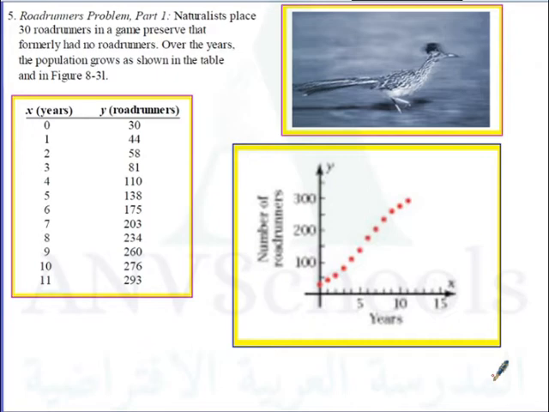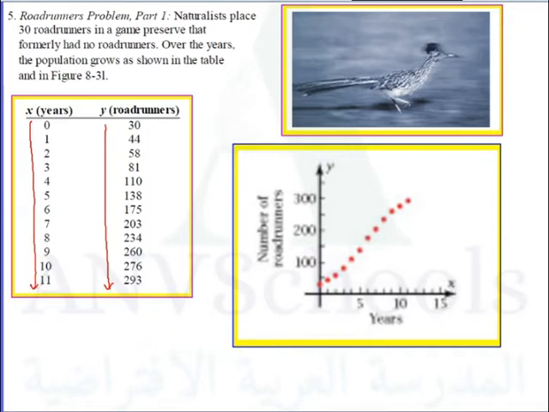So at the number of years 0, there are 30 roadrunners in a preserve, meaning they are being preserved in some place. Okay? So after 1 year, there are already 44 roadrunners, so congratulations. After 2 years, there are 58 roadrunners, until the 11th year, wherein there are already 293 roadrunners. So you can see an increasing trend in the number of roadrunners relative to the number of years that have passed.